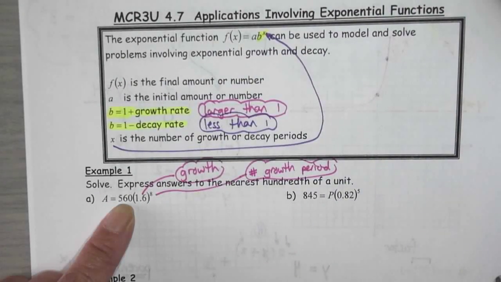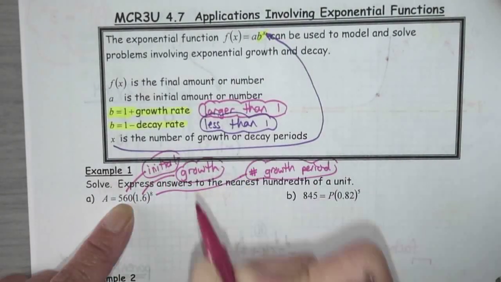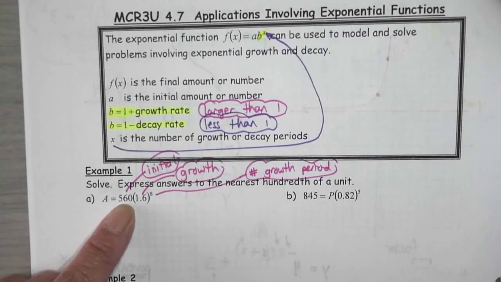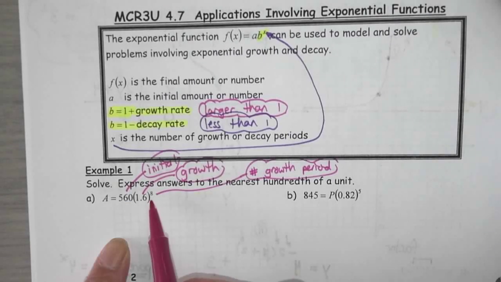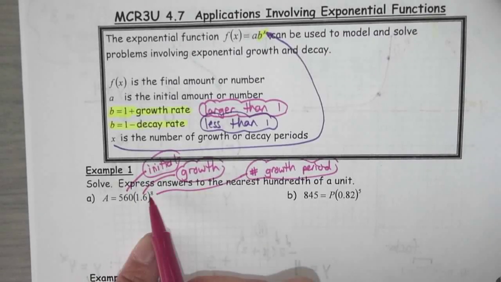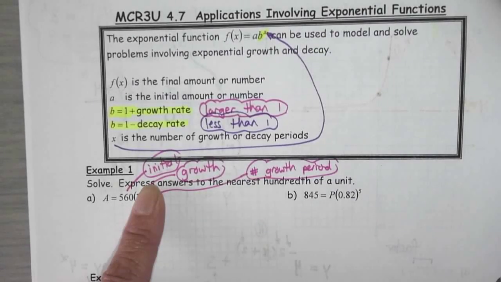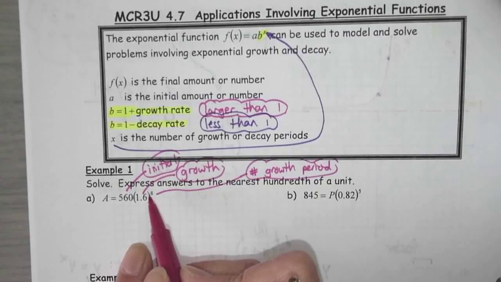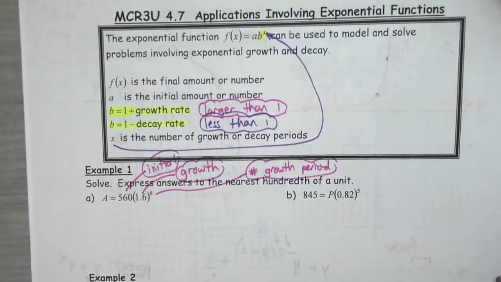And then 560 would be the initial amount. Why is that the initial amount? The initial amount is when t equals 0, or in this case, the growth periods would be 0. So if I said 8 is the growth periods, what if I made that 8 into 0? Anything to the power of 0 is 1, so that would take away my exponential, and I'd be left with 560. 1.6 to the 0 would be gone. It would be 1, so I'd be left with 560.